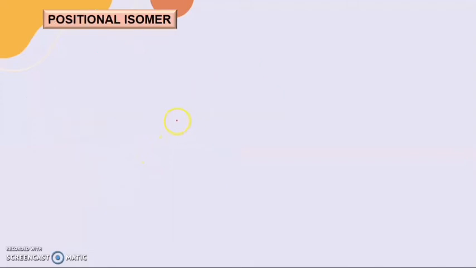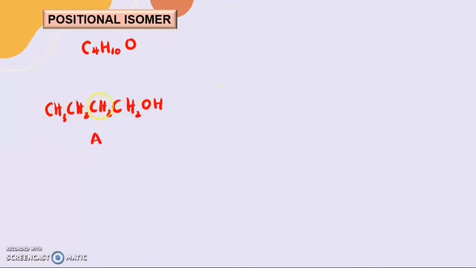Alright, let's go to the next types of structural isomer, which is positional isomer. Let's say I have C4H10O, and I have my first structure with 4 carbon and OH. So let's say I named it as structure A. Okay, if you look at this structure, I have this OH attached to this first carbon.